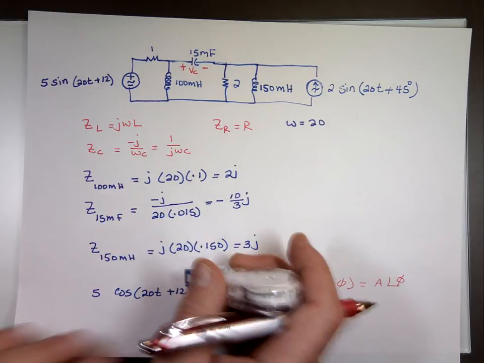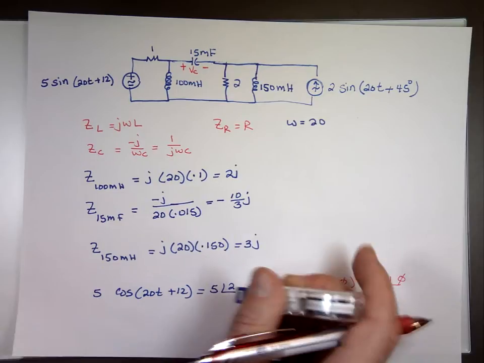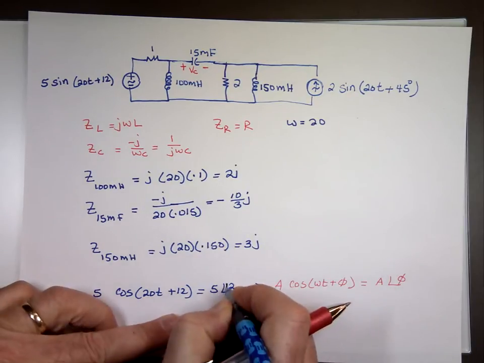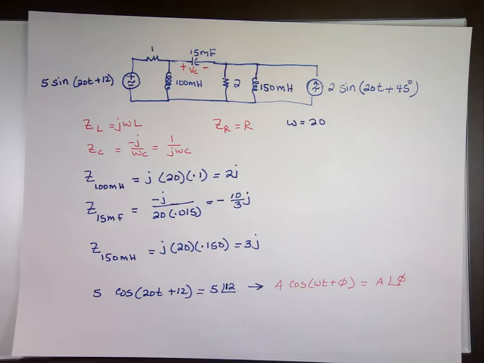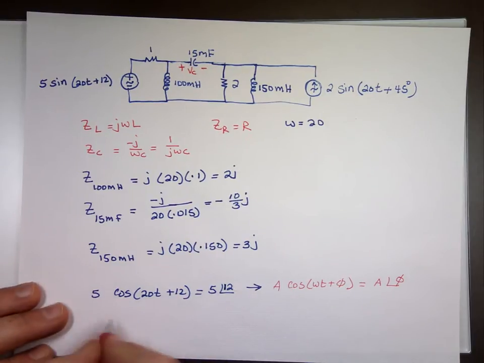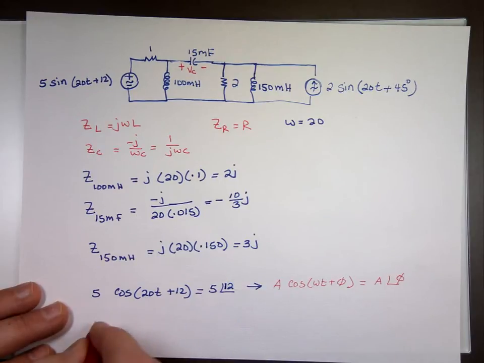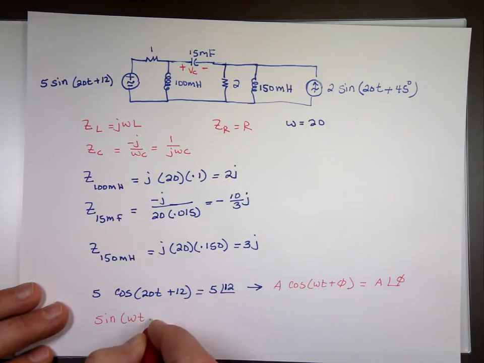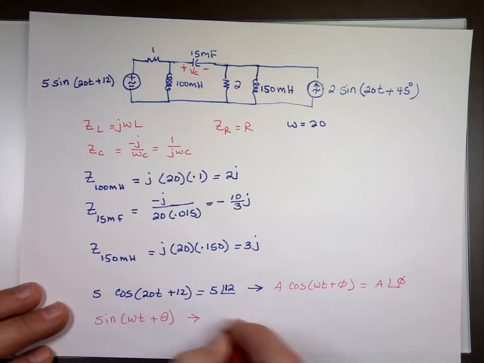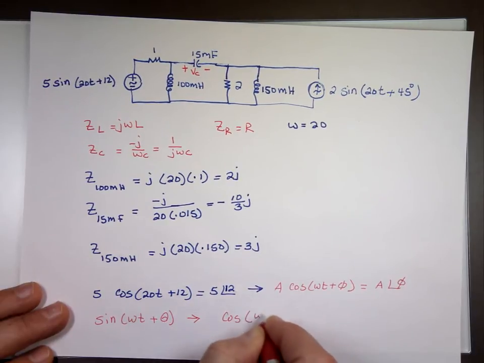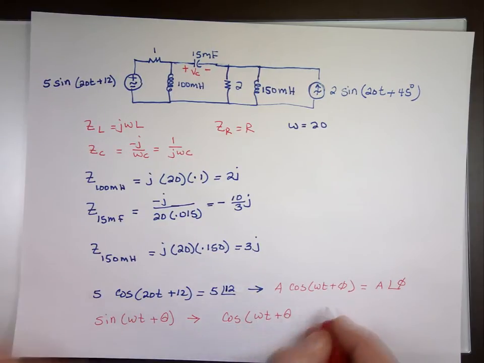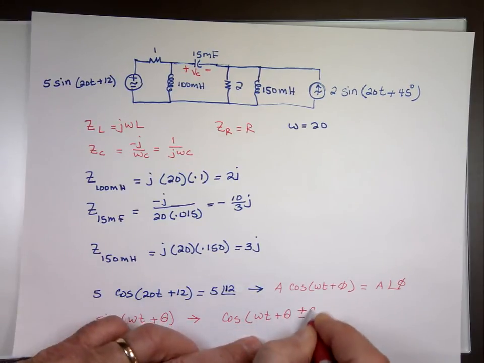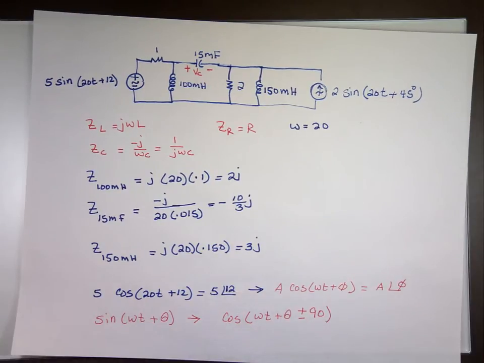And the question is, do we add or subtract? Do we add or do we subtract that 90 degrees? So let's see, sine, I'm just doing the sine. Sine wt plus theta, doesn't matter. I'm going to change it to a cosine. And the question, I'm going to put plus or minus. We need to decide that in a few minutes here. See if it's plus or minus. So I'm either going to add 90 degrees or subtract 90 degrees.